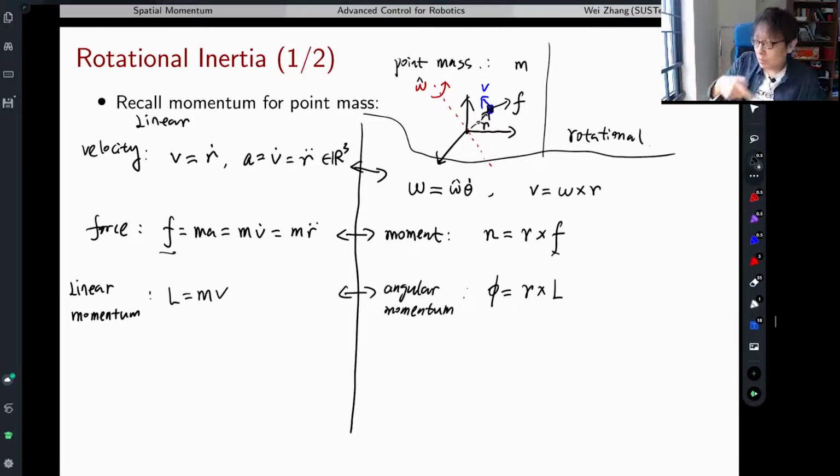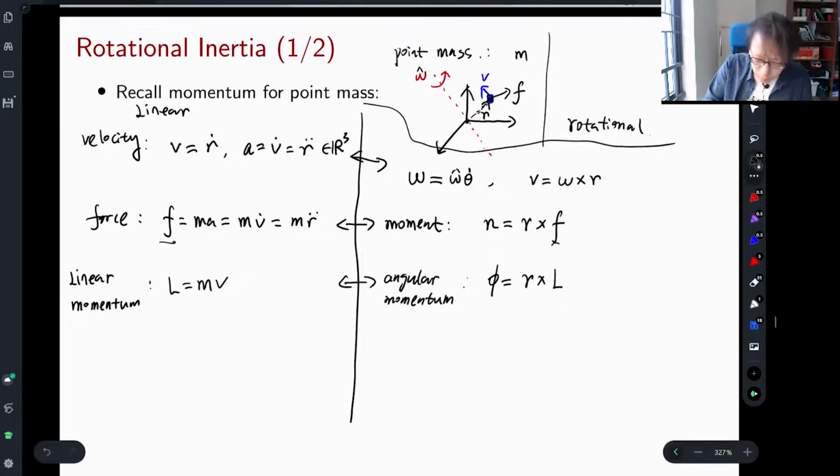And rotational momentum, the same thing: how hard it is to stop the spinning, or slow down the rotation, or change the rotation motion. And if you want to change it, you have to apply a torque. That's what it means.